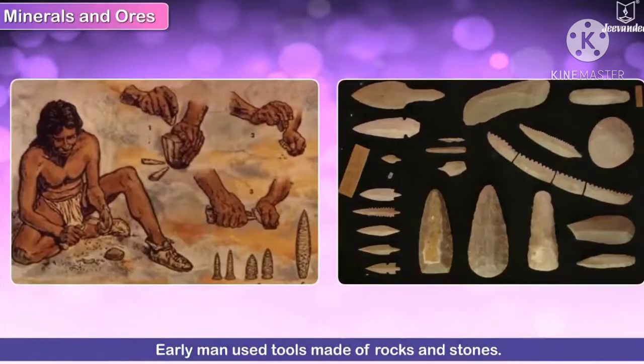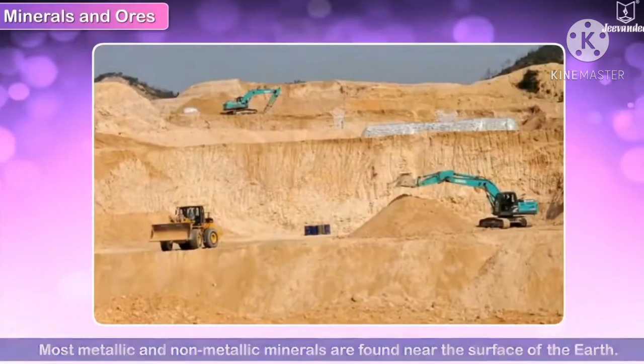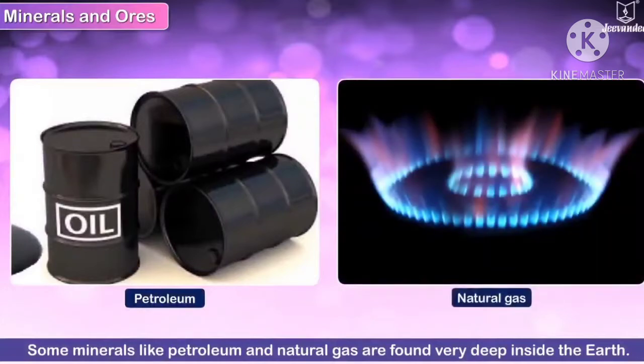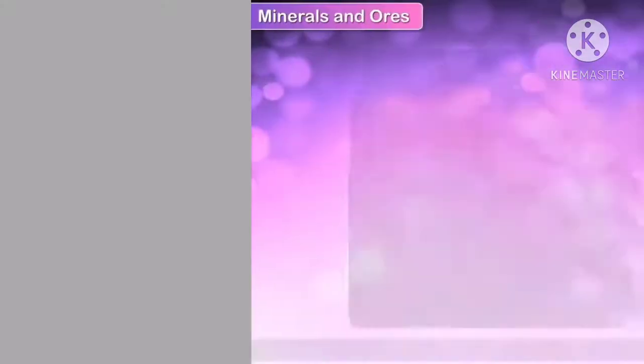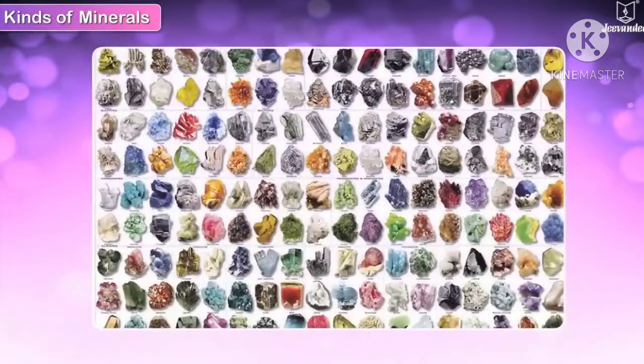even the early man used tools made of rocks and stones. You can see the image before you, okay? Most metallic and non-metallic minerals are found near the surface of the earth. Some minerals like petroleum and natural gas are found very deep inside the earth. The ocean bed is a treasure of minerals, okay? You can see the image before you.